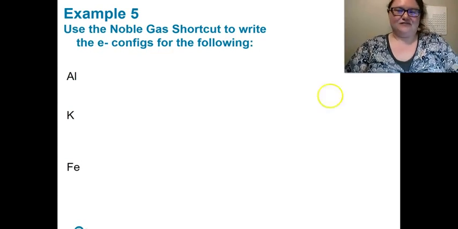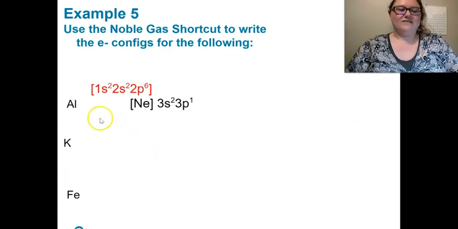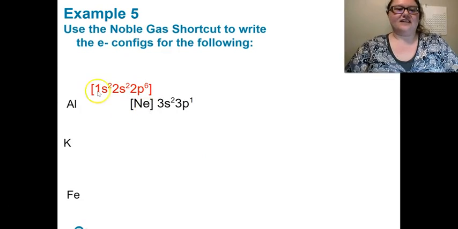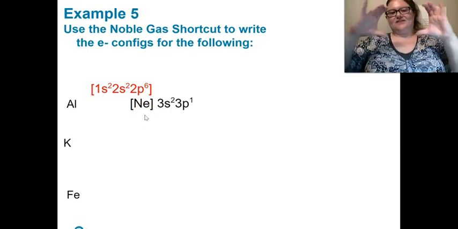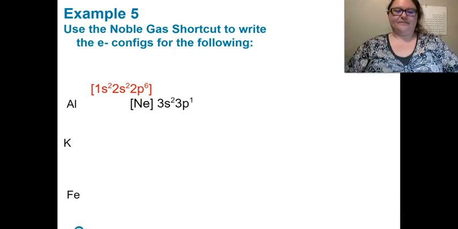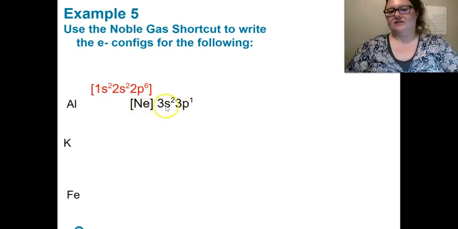All right, gave you a few minutes to think this out. Let's see how you did. So with aluminum, what I've done here in this first example is I've written the configuration for neon in red so that you can see that that's being accounted for by saying neon. We're putting it in these brackets. That just is the style, so it's not parentheses, it's a bracket. So we put a bracket around the noble gas that we're starting at, and then just continue from there. We would need 3s2, 3p1, and then you're on aluminum.